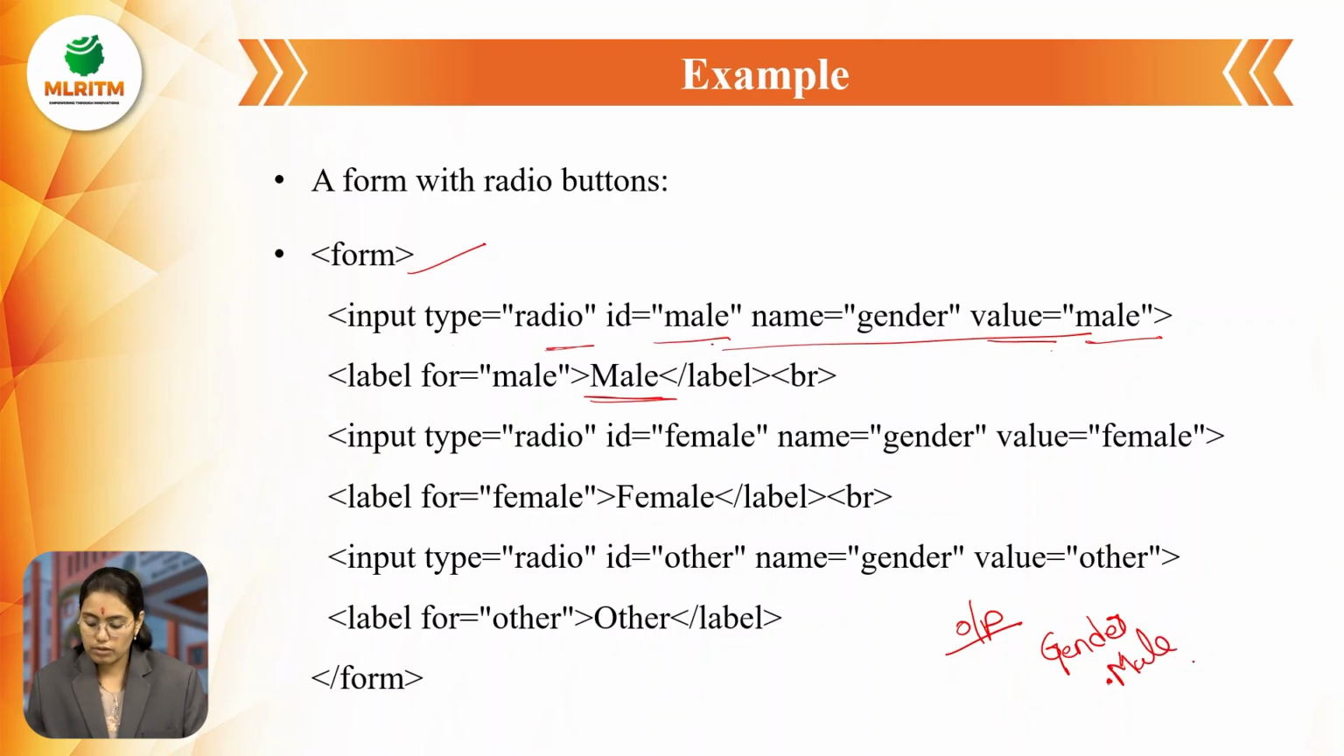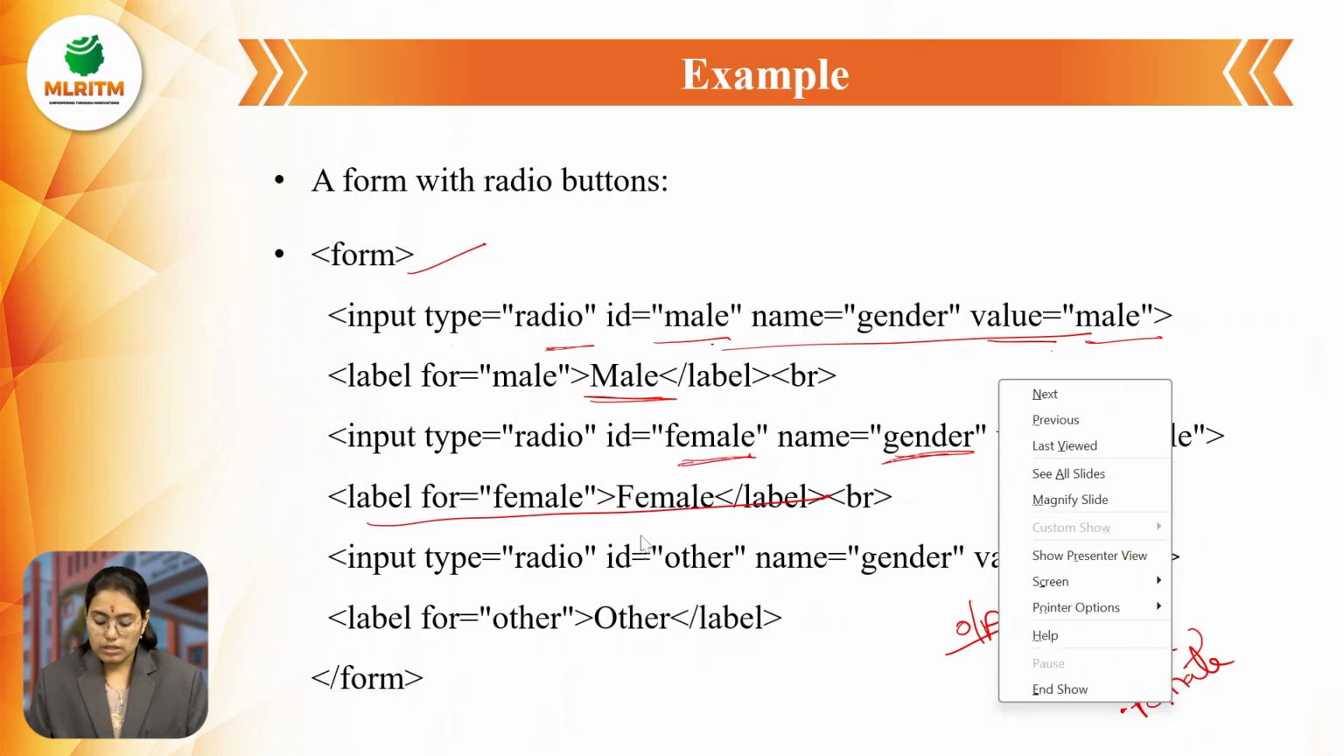Next BR, going to the next line. Input type equal to radio, ID equal to female. The female ID we are creating, that is nothing but under the name gender. For gender we have already given a name. In that we should have a value female. So thus we have labeled the input with the text value.